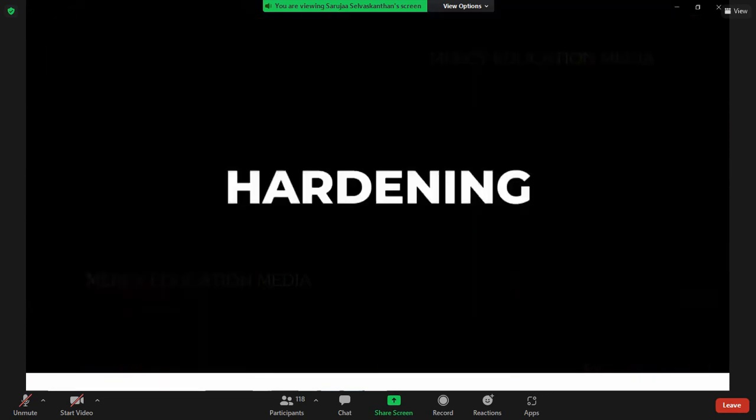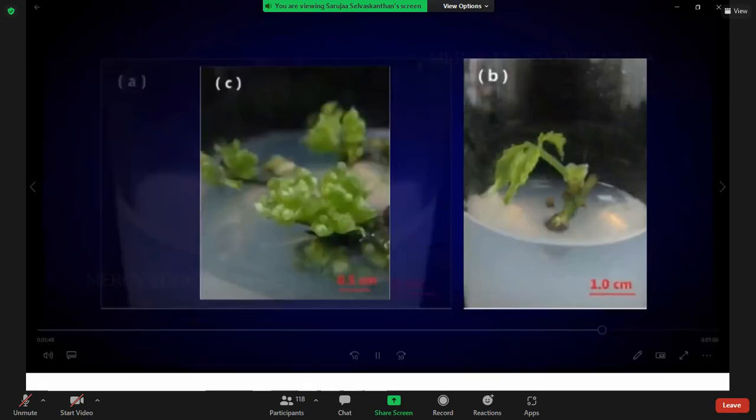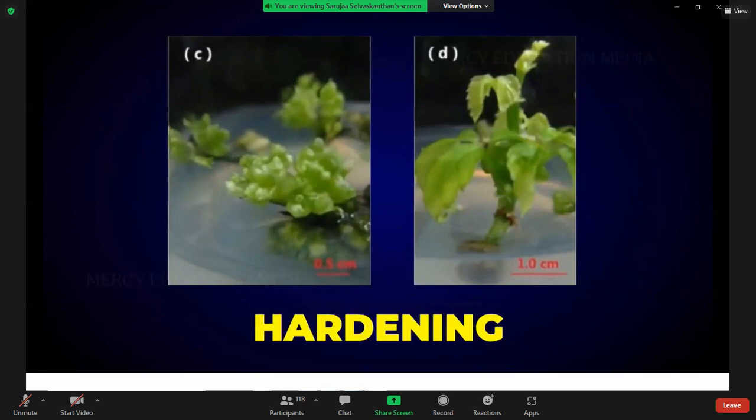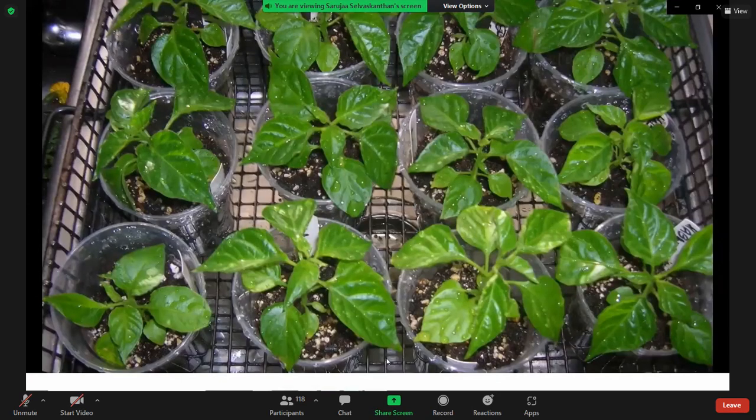What do you know about hardening? Exposing the plantlets to the natural environment in a stepwise manner is known as hardening. Finally, the plantlets are gradually transferred to the soil. Discuss the status of tissue culture technology.